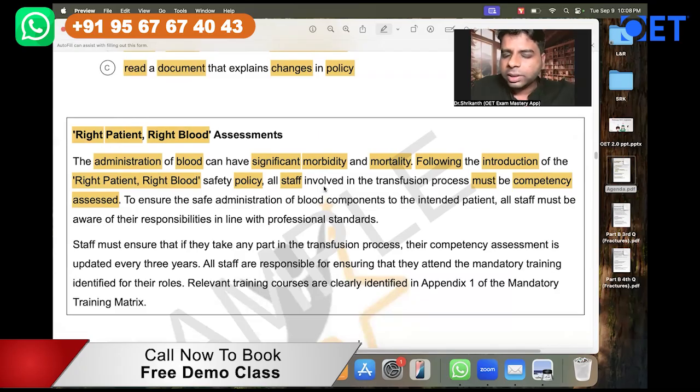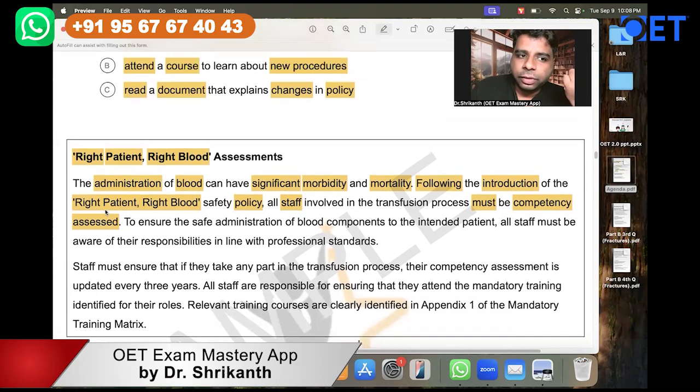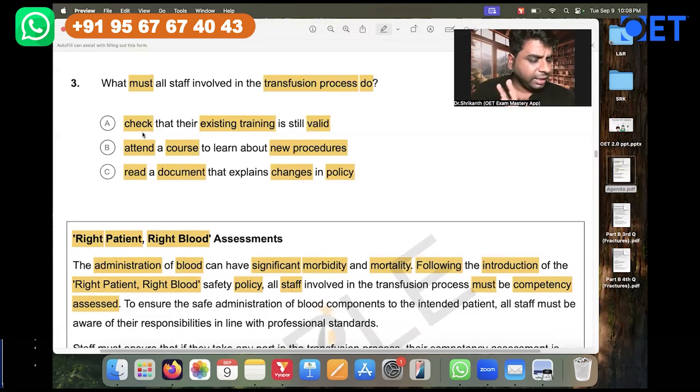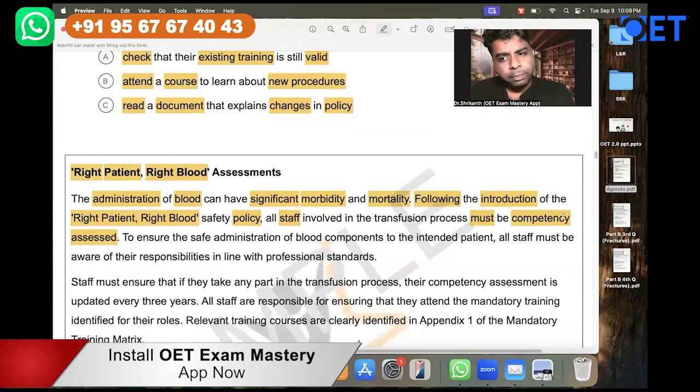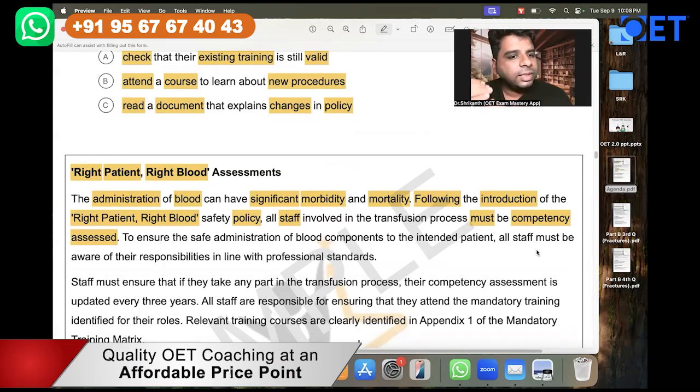All right, so over here, what is the guideline telling us? All staff involved in the transfusion process must be competency assessed. Assessed means what? Assess is basically another word for check. Check the patient, assess the patient. It is basically a synonym. Check and assessment are synonyms over here, and competency is whether they are skilled or not. So every single staff who is doing the transfusion process has to ensure that they are highly skilled. And if they are not skilled, they must not do the transfusion process. That is what it is saying over here.